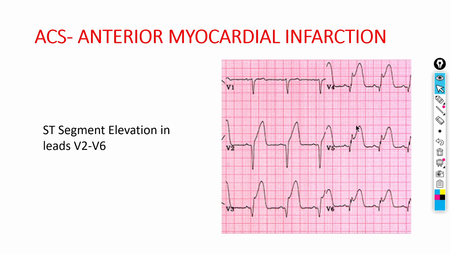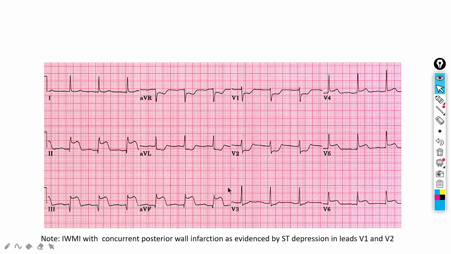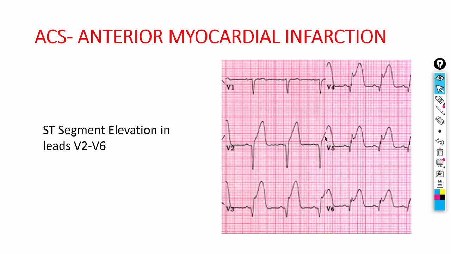Now this is the ECG showing acute anterior wall MI, which has ST elevation from leads V2 to V6.